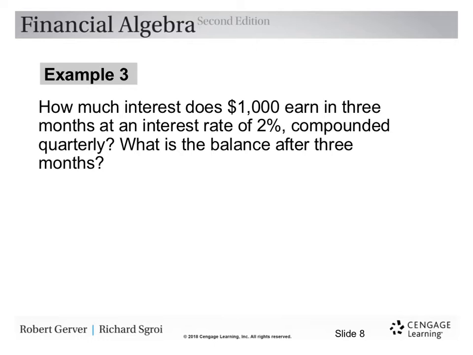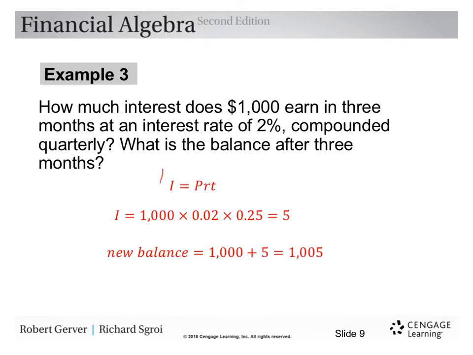All right, so let's look at another example. How much interest? Again, we're talking $1,000 principal earned in 3 months at an interest rate of 2% compounded quarterly. What is the balance after 3 months?